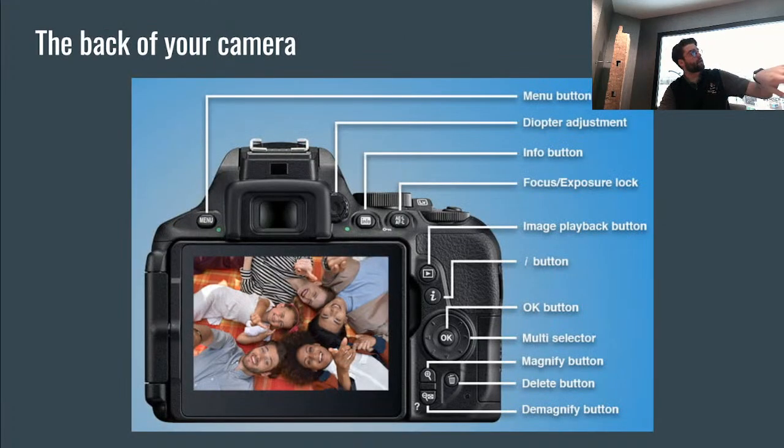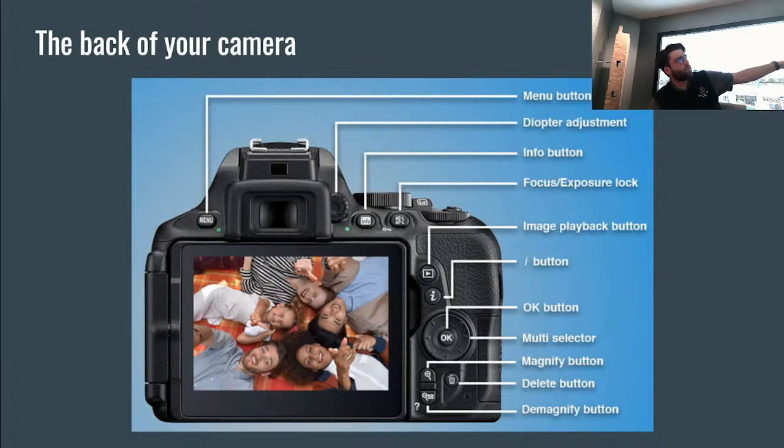And then flipping the camera over, now we're going to look at where the LCD screen is. It's more or less the same thing with a few extra buttons. You've got a menu button on there. So when you're shooting on the camera, if you're in full auto, you won't have any extra control over the camera's features. The camera will do everything for you.